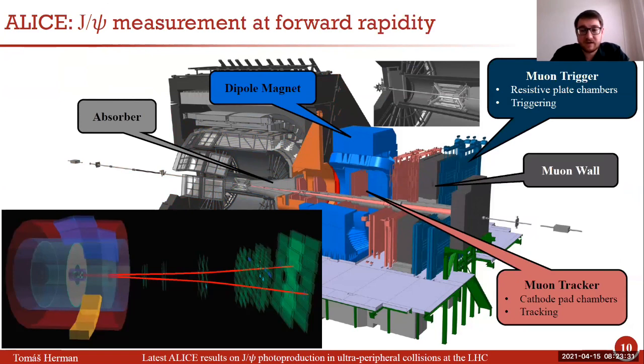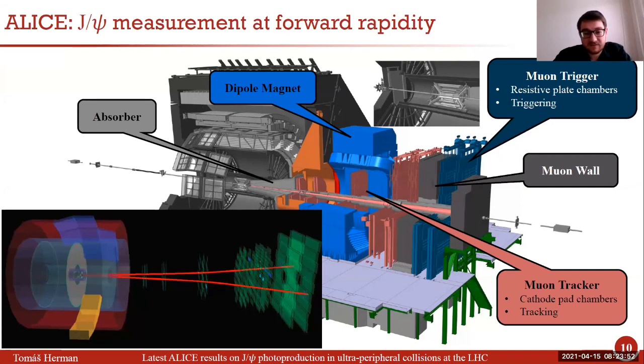Now the second location is the forward rapidity muon spectrometer, and that starts with an absorber which stops anything but muons with high enough momentum. Then there are 5 stations of the muon tracker, which is used for tracking, as the name suggests, with the third station being enclosed in a dipole magnet. And at the end, we have another absorber, a muon wall, which is protecting the muon trigger used for triggering. And once again, here we have the event display as well.